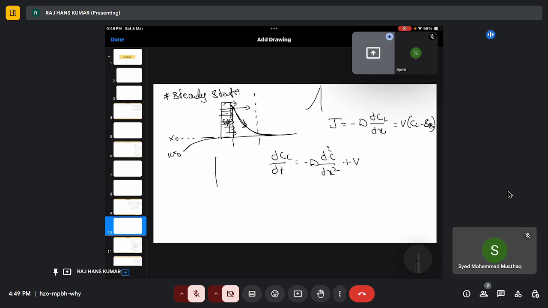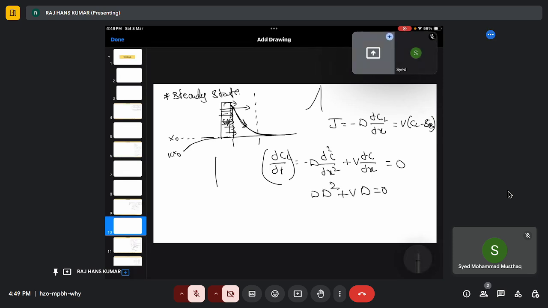If it is moving, then we will have dC upon dx, right? And if we are achieving a steady state, then this will be equal to 0. So we can equate this to 0. Then we will have D d square C upon d x square plus v dC upon dx equals to 0.